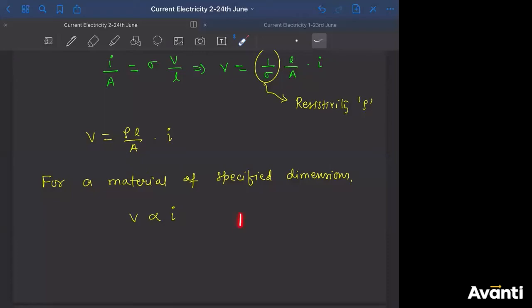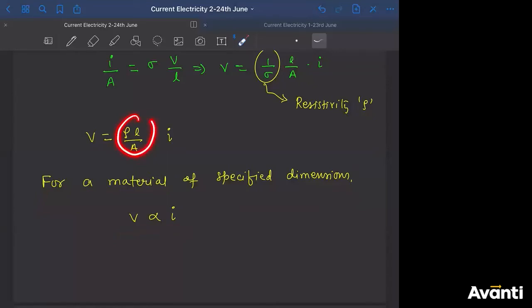ऐसा नहीं कि मैंने अभी I am considering an iron block, now I'll consider the same iron block of twice the length. No. Then in that case, V will not be directly proportional to I. You might get something else. थोड़ा गलत आपको आंसर मिलेगा, right? So for a material of a particular dimension, V will be directly proportional to I.